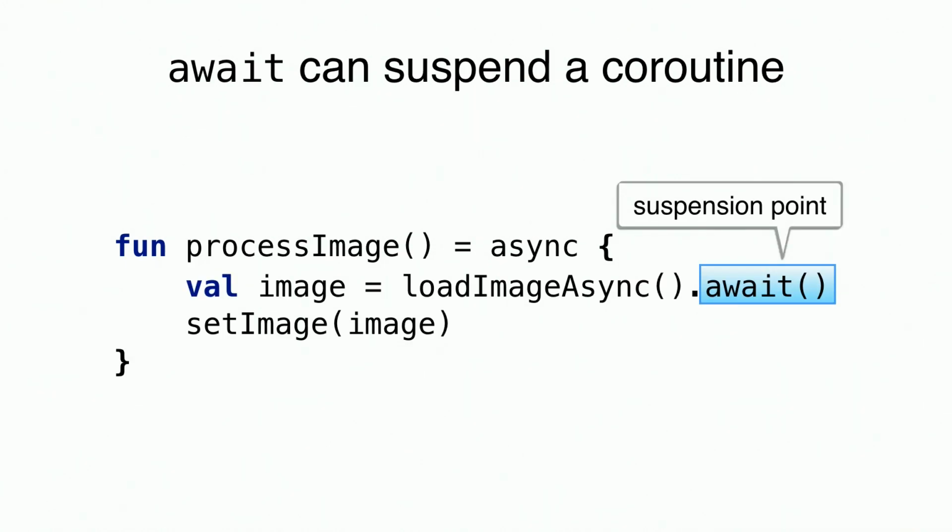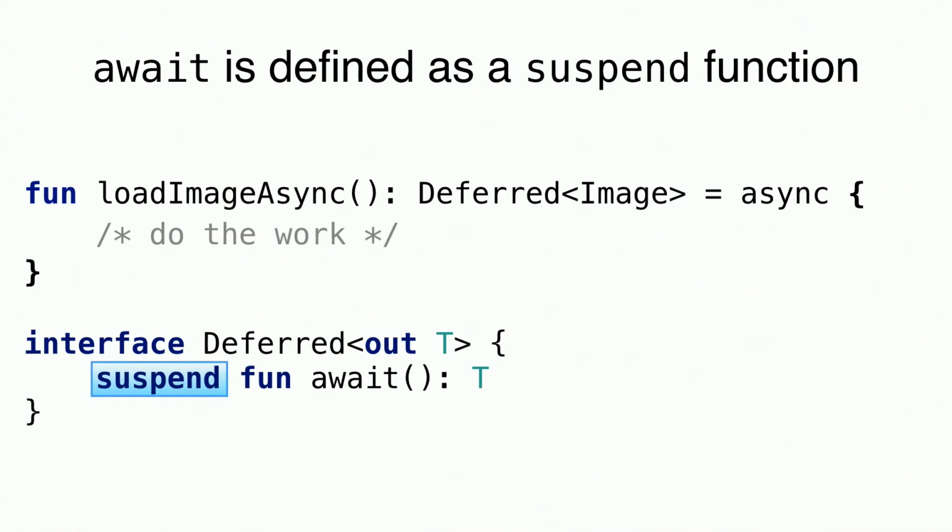Then, await is one of the so-called suspension points. That is a trigger that can suspend a coroutine. When you call await, that means that our coroutine can be suspended. Await is just defined as a suspend function in the standard library. So basically, every suspend function is a suspension point. Every suspend function might be a trigger that suspends a coroutine when we call it.